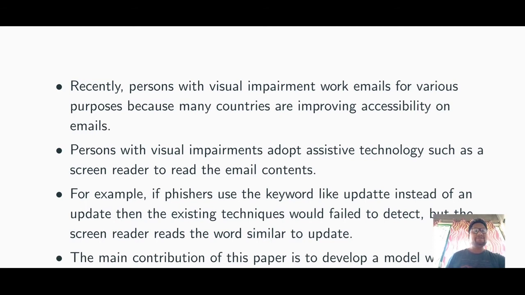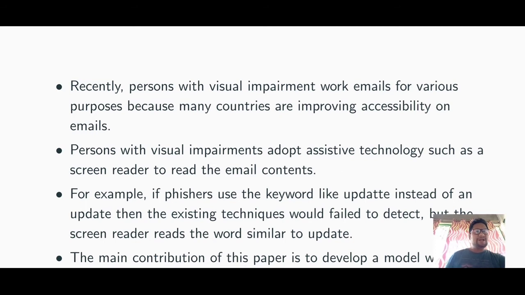Introduction. Nowadays the internet is being used, so email use is also increasing. Most people use emails to communicate with others, and for most online shopping and most transactions they need emails. So emails are a genuine communication medium. Persons with visual impairment also use emails, because accessibility is very much a burning topic nowadays, and most people are doing research on accessibility.